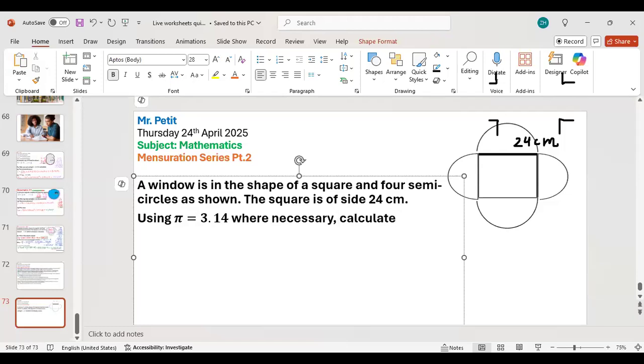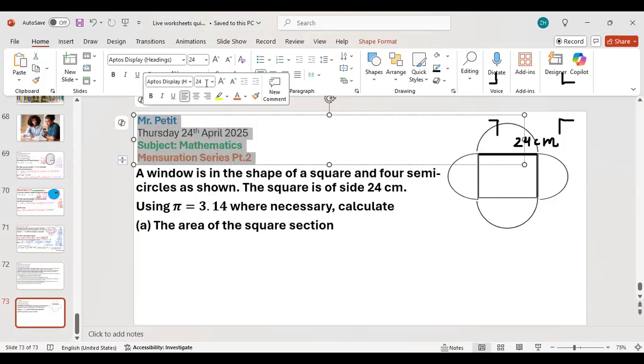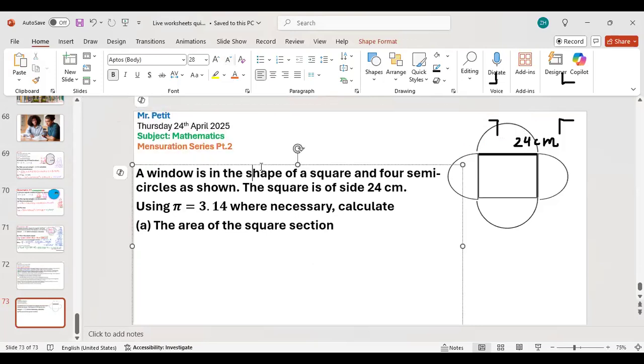Calculate A, the area of the square section. Okay. So we want to determine what is the area of the square section. That's our goal, or we can say that's our objective. What is the area of the square section?